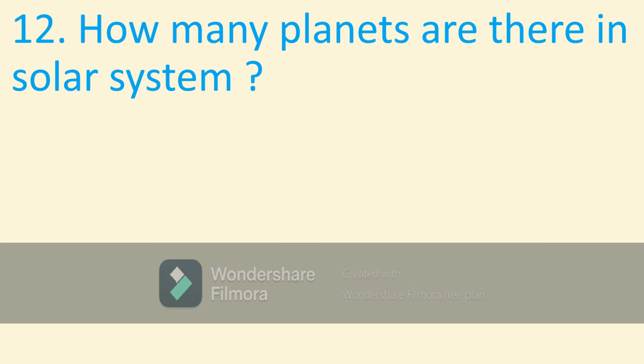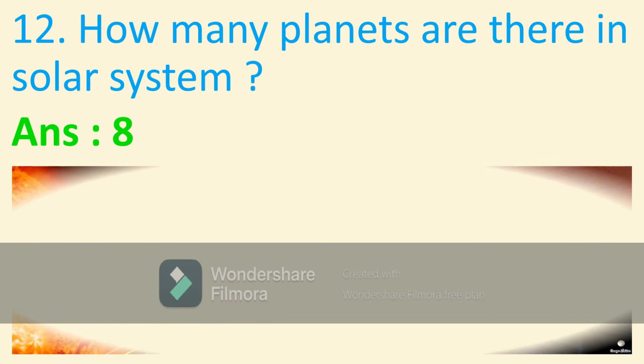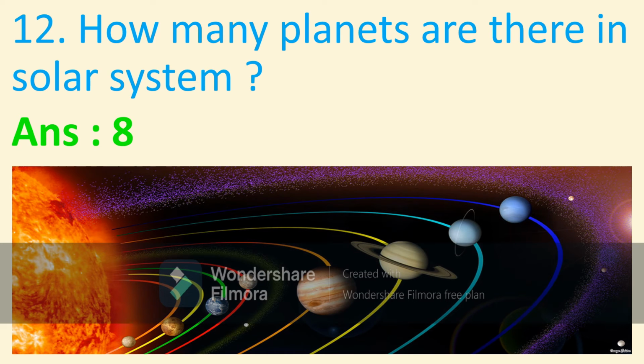12. How many planets are there in the solar system? Answer is 8. Mercury, Venus, Mars, Jupiter, Saturn, Uranus and Neptune, and our planet Earth. Question number 13.